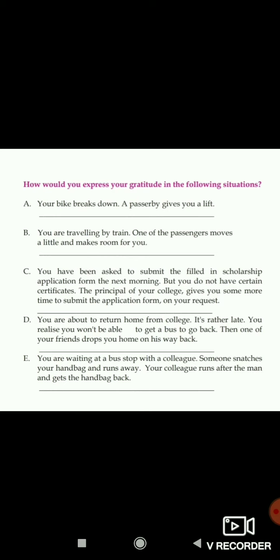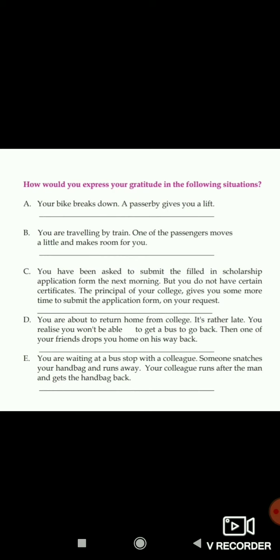Okay, your bike breaks down, a passerby gives you a lift. It's clearly mentioned that it's a passerby, and there is no close relationship between the two of you, you are strangers, so you can go for a formal way of expressing gratitude, like it's very kind of you, or it's very nice of you, or I'm grateful to you, anyone. So just write the expression you are going to use. You need to see the relationship between the speakers. That is very important. So please go through this A, B, C, D, E exercise and questions. Please write the answers for this in your grammar workbook.